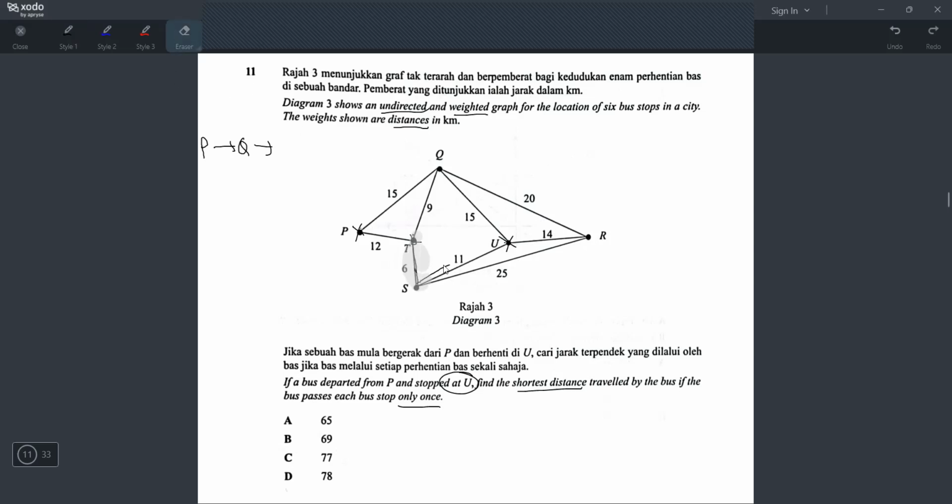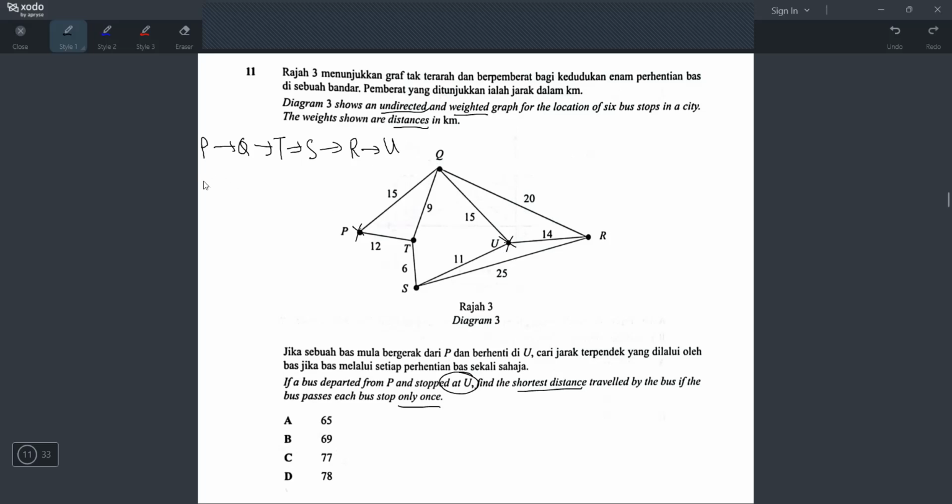I think you have to go P, Q. If you want to go P, Q, you cannot go R, and it also cannot go U. The only road is go T, and then go S, and don't go U first. You have to pass through R first, then only go to U. So this is the first possible route you can take.